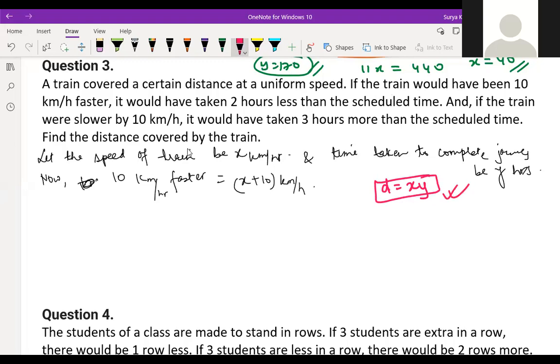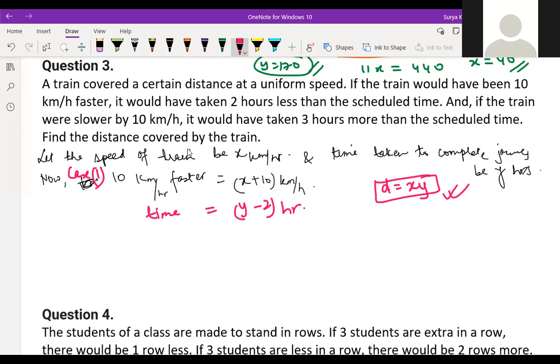Let's see what the use of it is. First we found the distance is xy kilometers. Speed is x km/h, time taken is y hours. Now this is case one: if the train is 10 km/h faster, the speed is x plus 10, and the time is 2 hours less, which means y minus 2 hours.